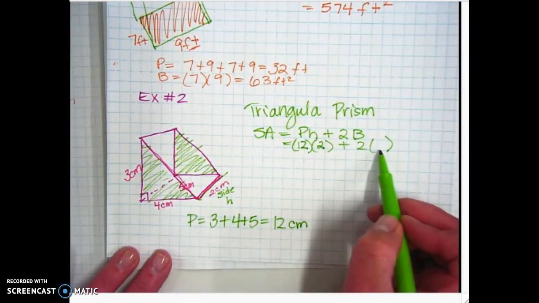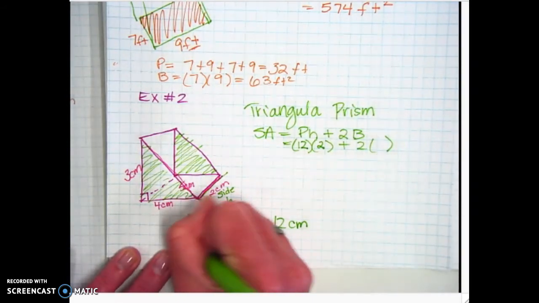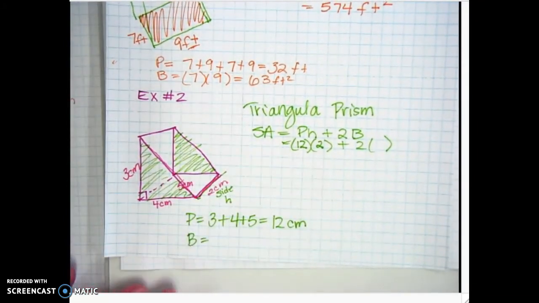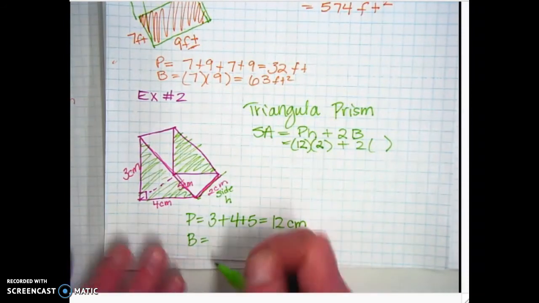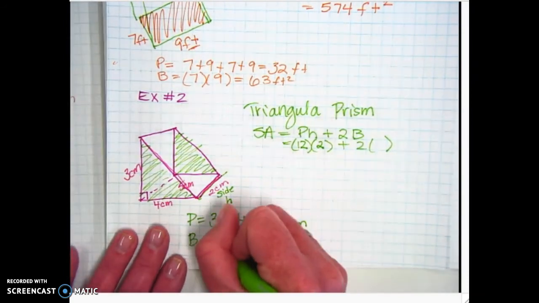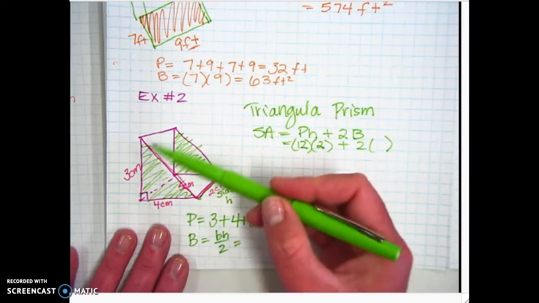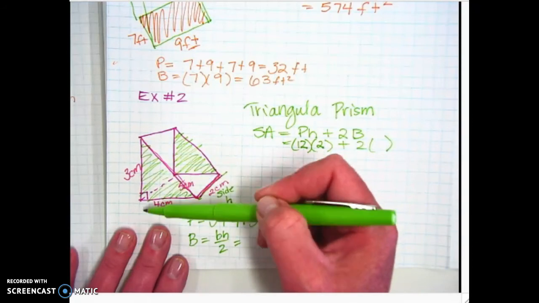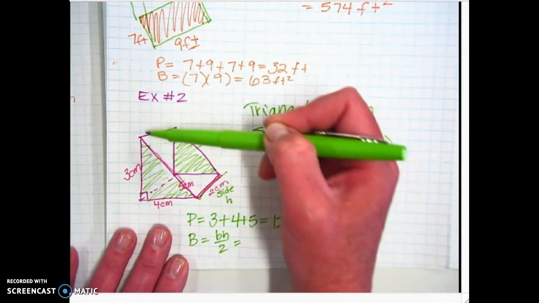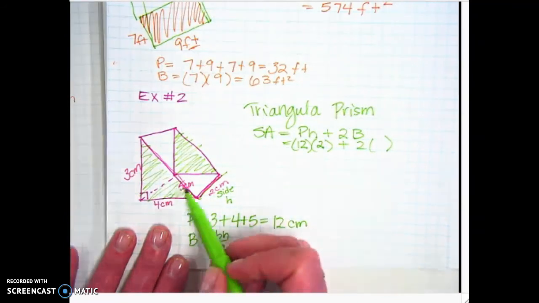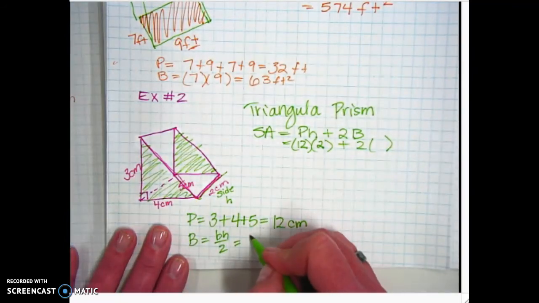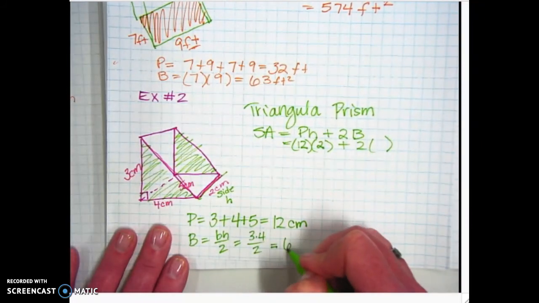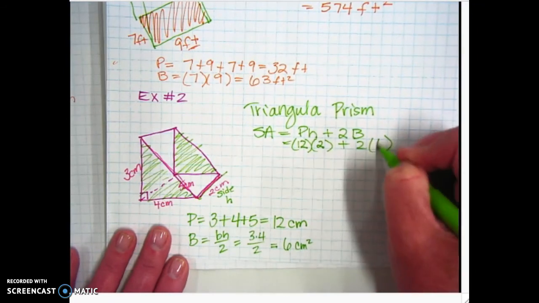Now I just need one more piece of information, which is the area of the base. And we learned in the last chapter how to get the area of a triangle, right? It's base times height divided by 2. So I'm going to use the 3 and the 4 because that's the one that goes to the 90-degree angle. This hypotenuse is not a base or a height, but I did need that for the perimeter. So I'm going to say 3 times 4 divided by 2. I got 6 centimeters squared. That's what plugs in here.